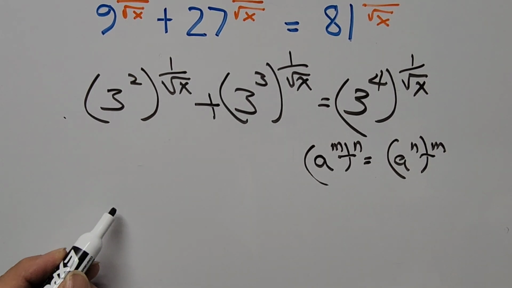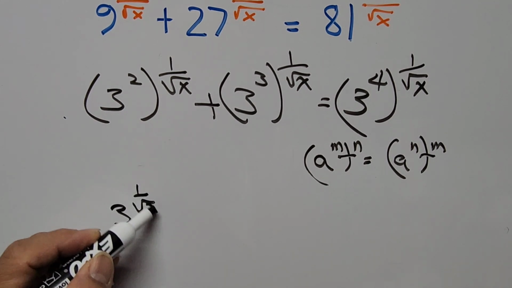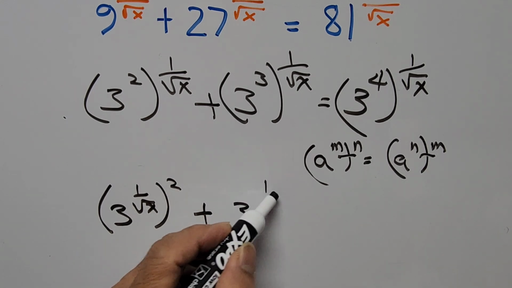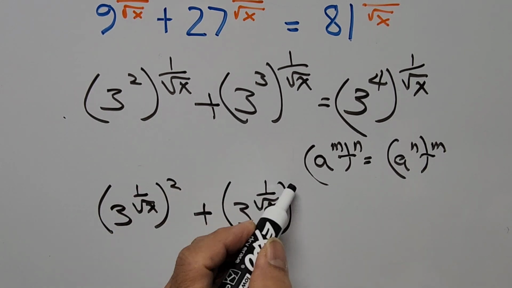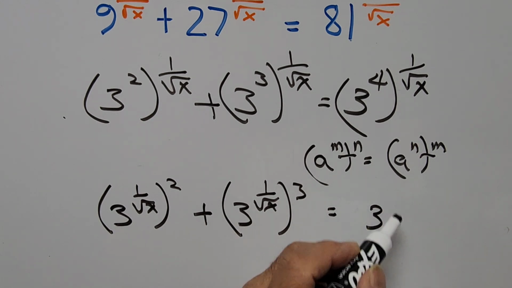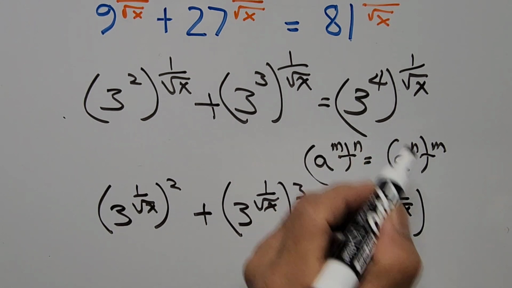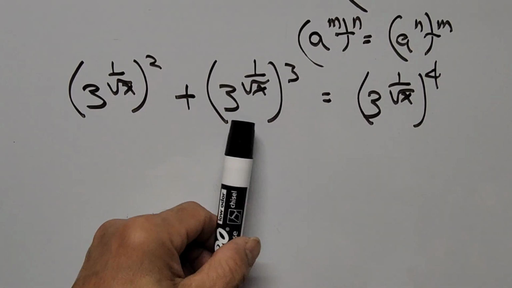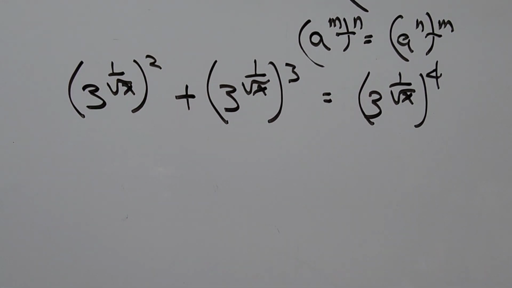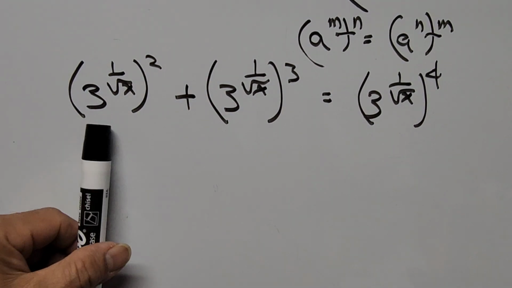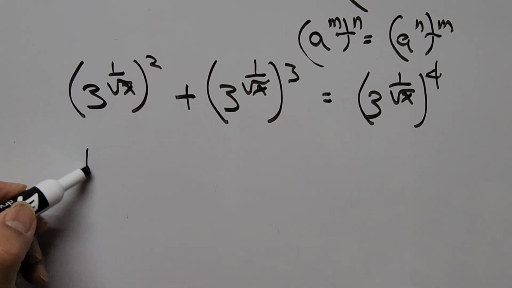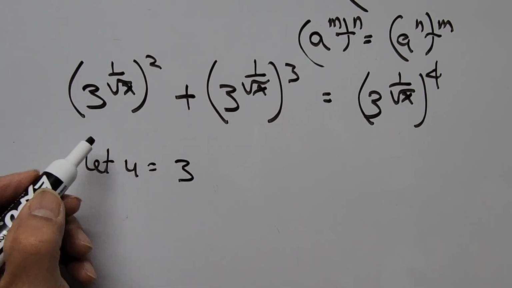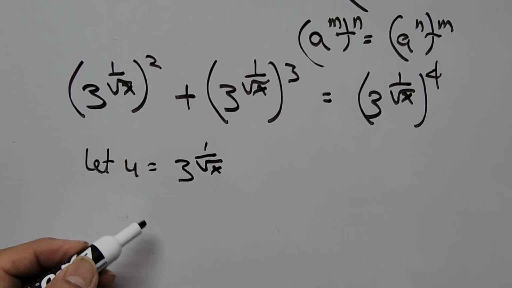And so now we have 3 to the power of 1 over square root of x raised to the same power, plus 3 to the power of 1 over square root of x to the 3rd power, equals 3 to the power of 1 over square root of x to the 4th power. So now, what do we see? We have a common base, right? And so now we're using substitution to represent the value of the base. So let u be the value of the base. That's 3 to the power of 1 over square root of x.